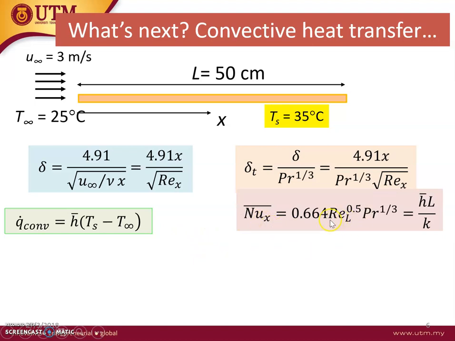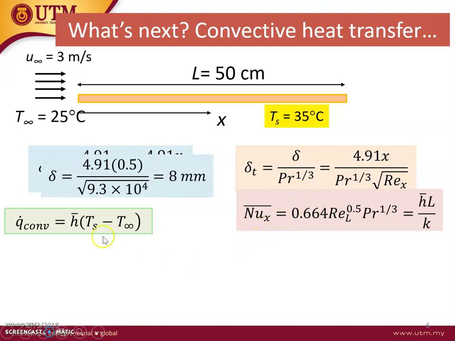In this case, I've chosen to use the exact solution to the boundary layer equations, the Nusselt number here, and that's equal to the convective heat transfer coefficient multiplied by the characteristic length divided by the thermal conductivity. Can you use other correlations besides this exact solution? We shall come to that later.